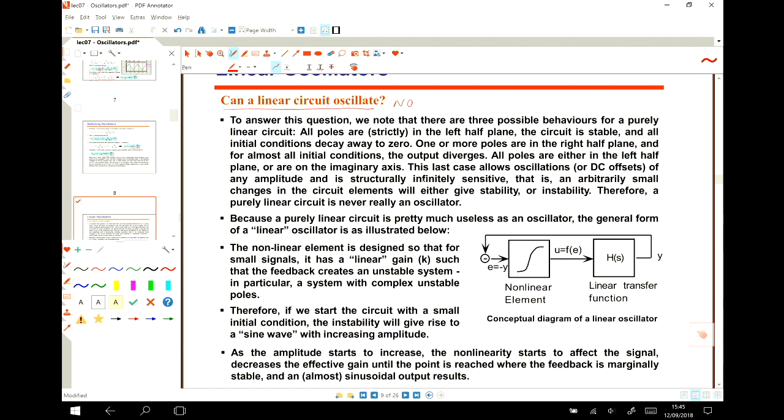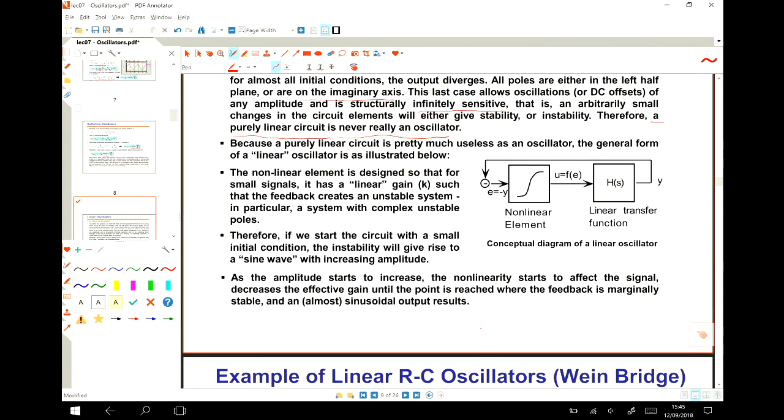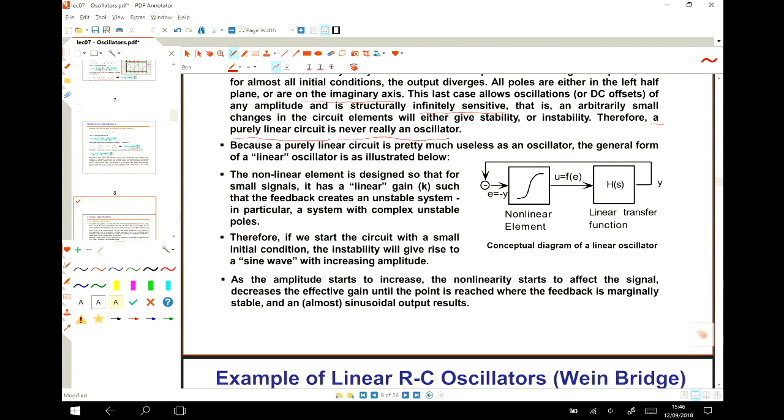So a purely linear circuit never oscillates. And when your poles are on the imaginary axis, then we say that the system is infinitely sensitive. It means that by adding a simple noise, we can be stable or unstable. And then the system could get damped or could diverge.